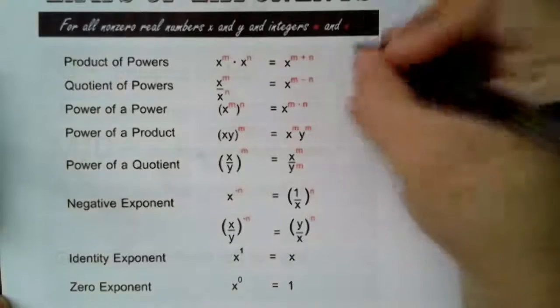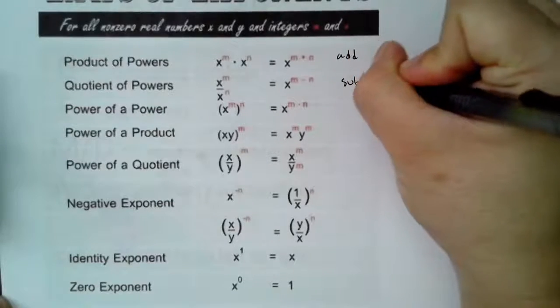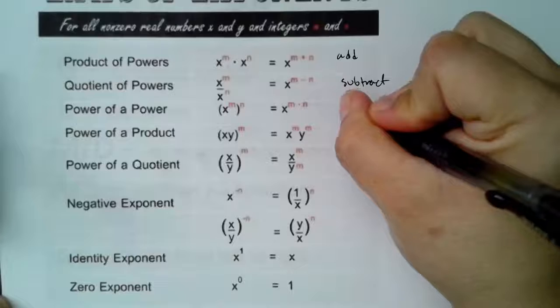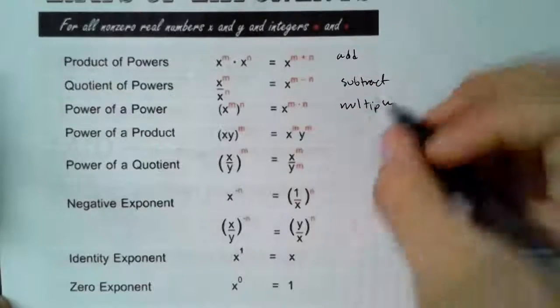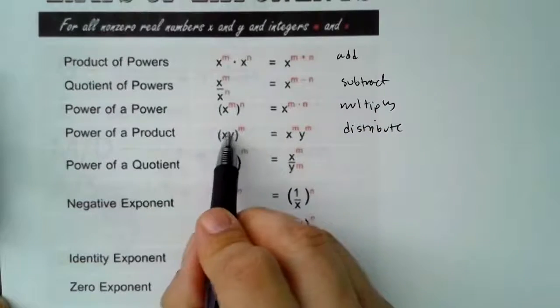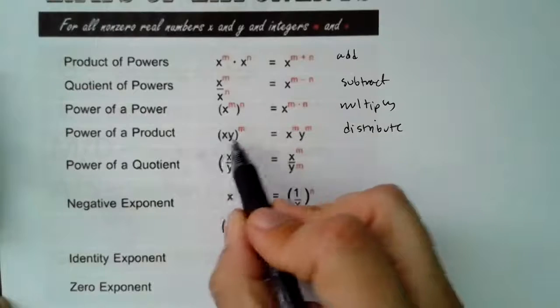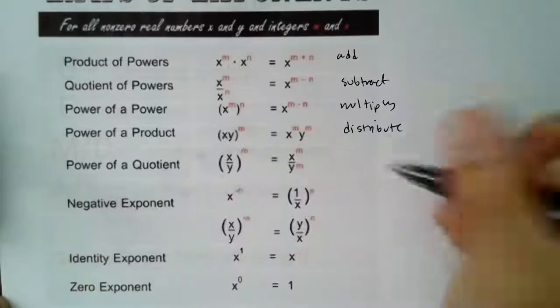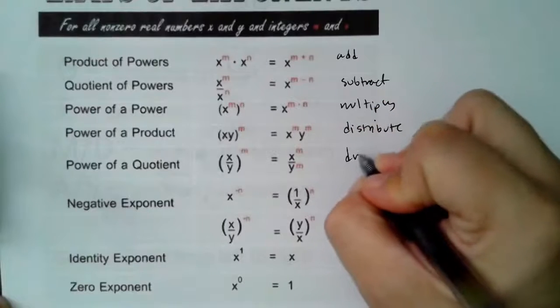So this one you would add. This one you subtract the exponents. This one you multiply. And this one is distribute. When you have a product raised to an exponent, it goes to each factor in that product. And in the quotient, same thing. This is another distribution.